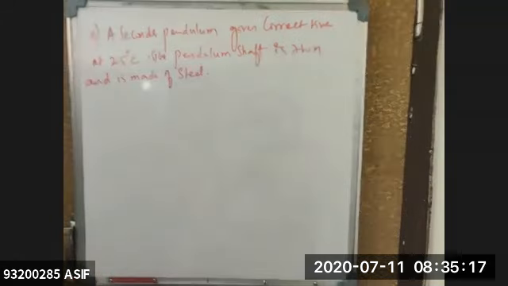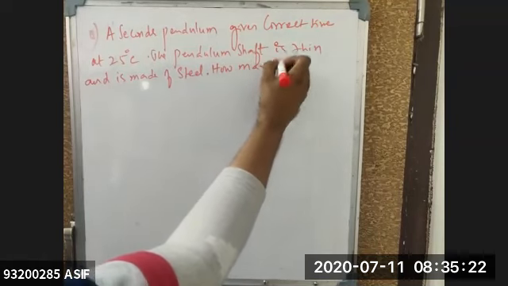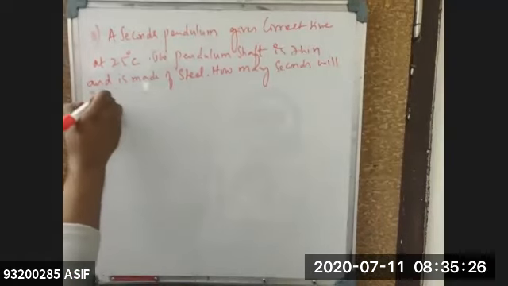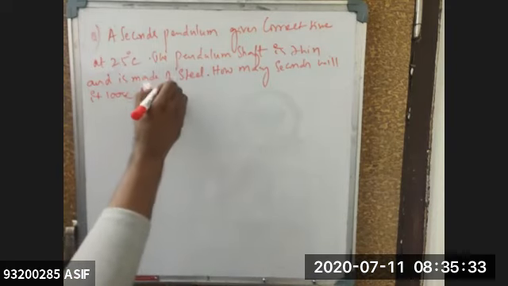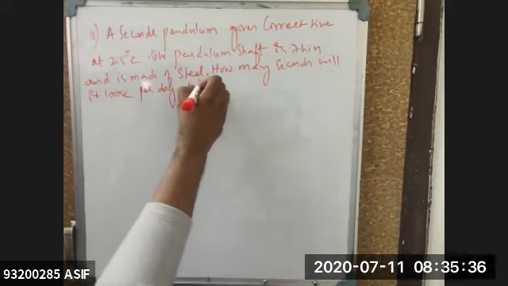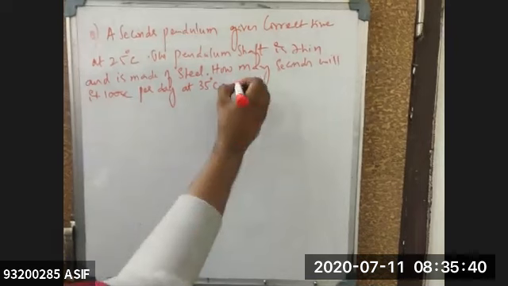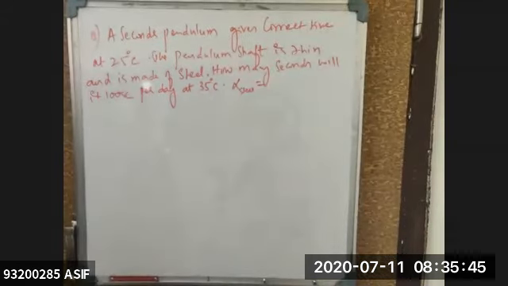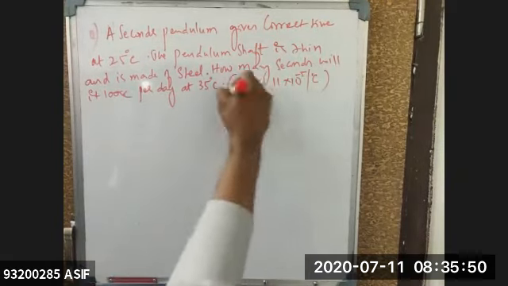How many seconds will it lose per day at 35 degrees centigrade? Alpha of steel is given for us. Alpha of steel is equal to 11 into 10 to the power of -5 per degree centigrade.